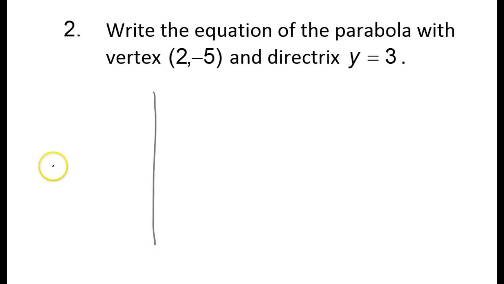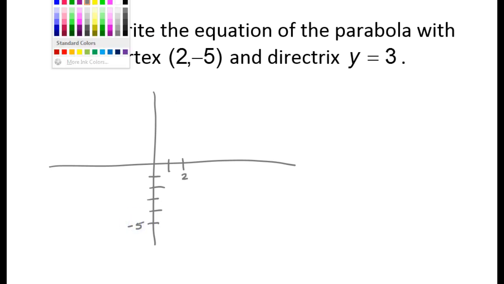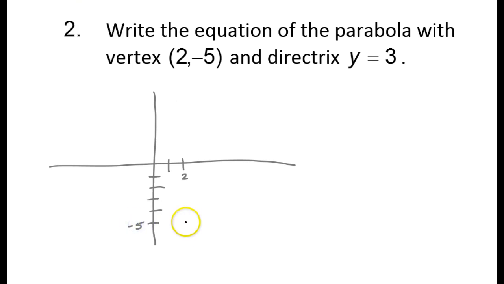So here's my y-axis and here is my x-axis. So the vertex is at 2, -5. So let's see. 1, 2, so this is 2, and 1, 2, 3, 4, 5. So this is -5. Okay, so here's my vertex at 2, -5.